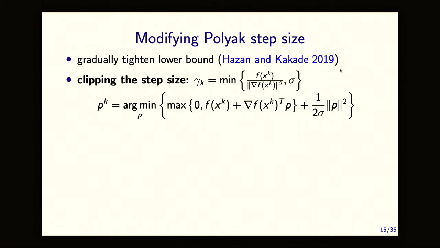Here we're given the, I would say, naive Polyak step size without knowing the f star, just treating it as zero, and you just put an upper bound of sigma there. This is actually equivalent to the search step you take by solving this kind of model-based problem, where you have a piecewise linear model of the function.